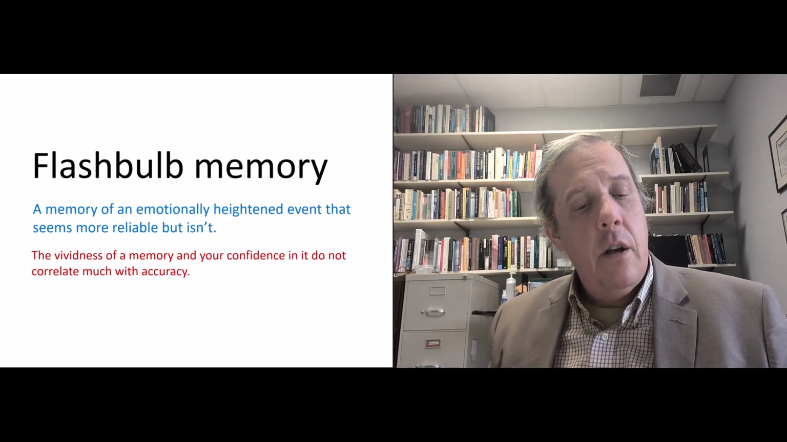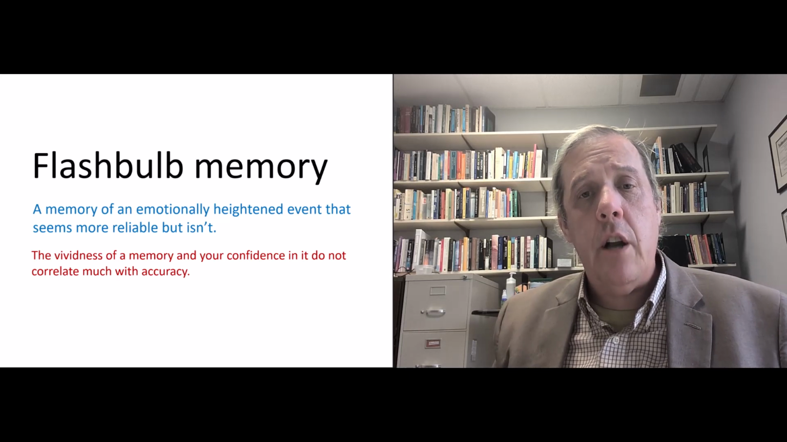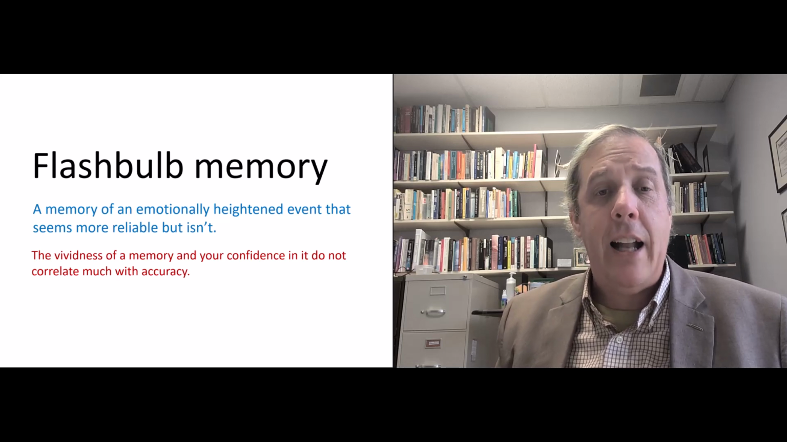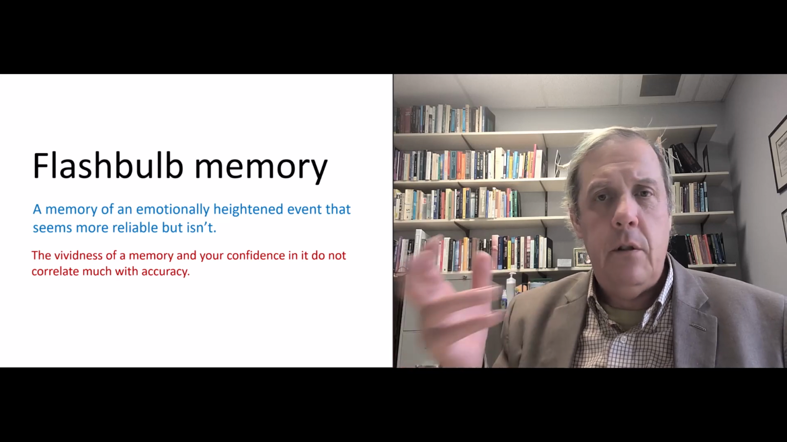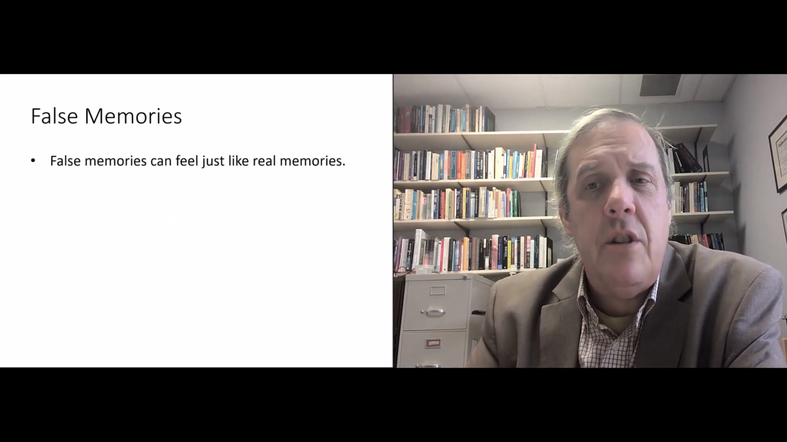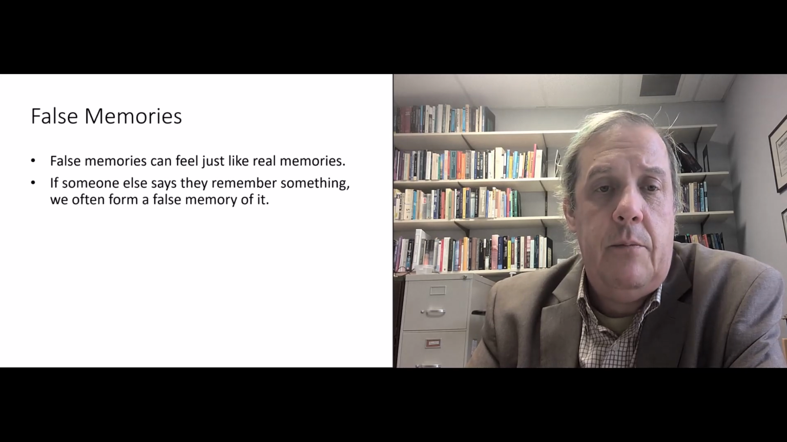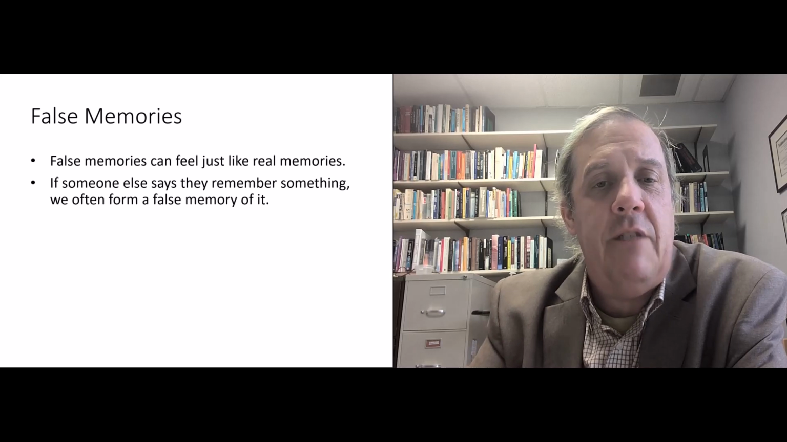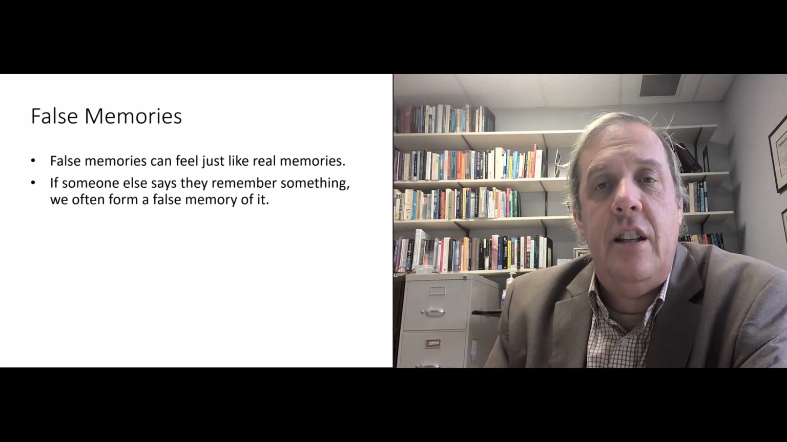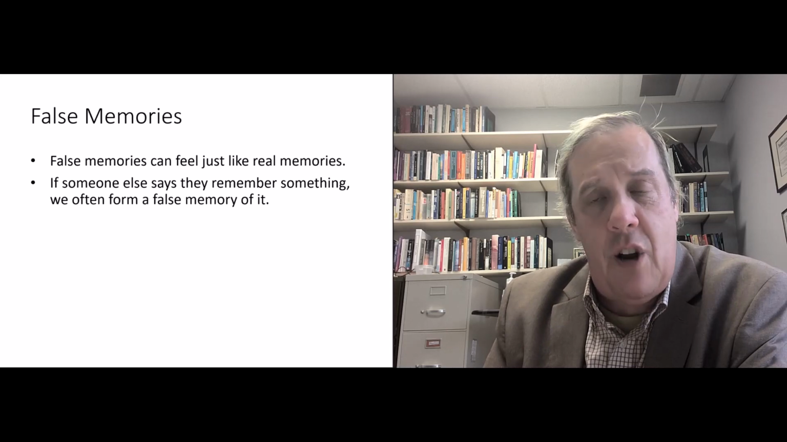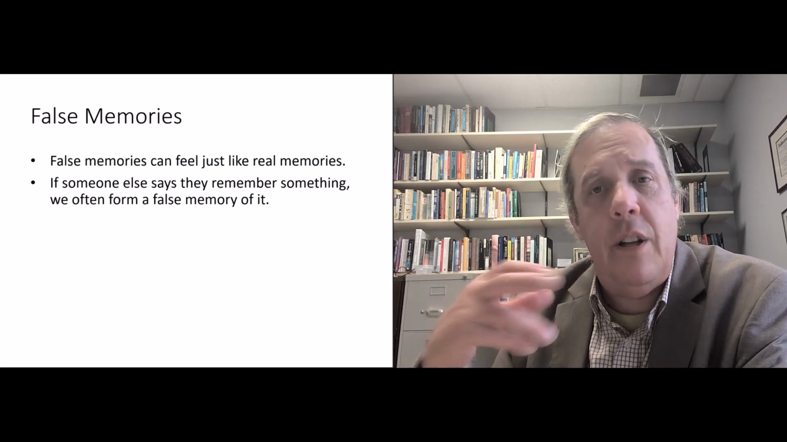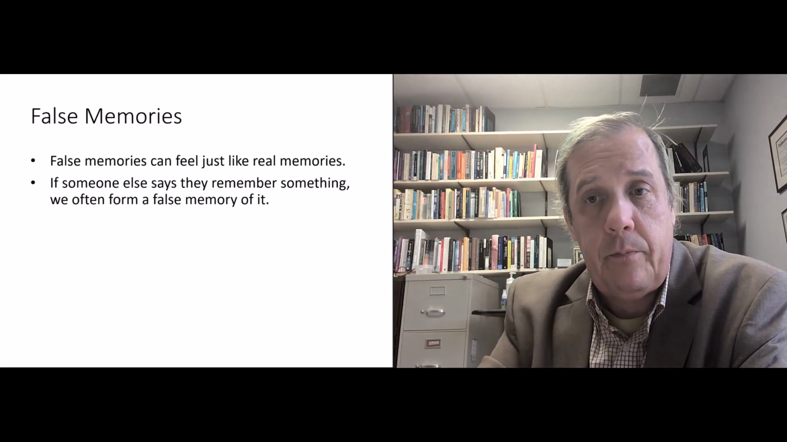All right. All this to say, flashbulb memories are not more reliable. They're also not less reliable. I'm just saying don't rely on bad indicators for your sense of accuracy. All right, false memories. Some notes. False memories can feel just like real memories. If someone says they remember something, if someone else says they remember something, we often form a false memory of it. This is actually an easy way to get false memories into other people's brains. Oh, you remember the shooter was wearing a blue hat. Don't you remember that? And you say that, and that memory actually gets implanted.